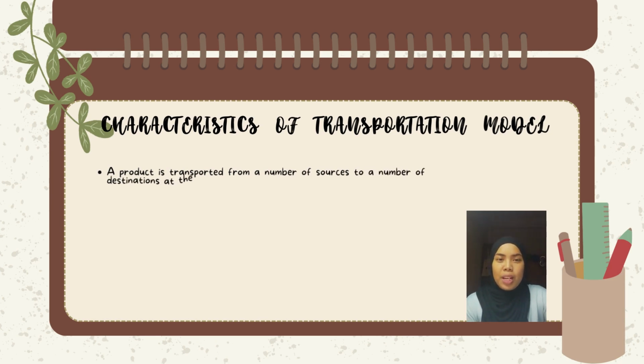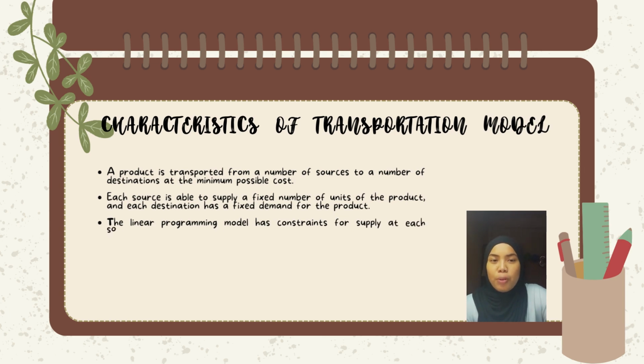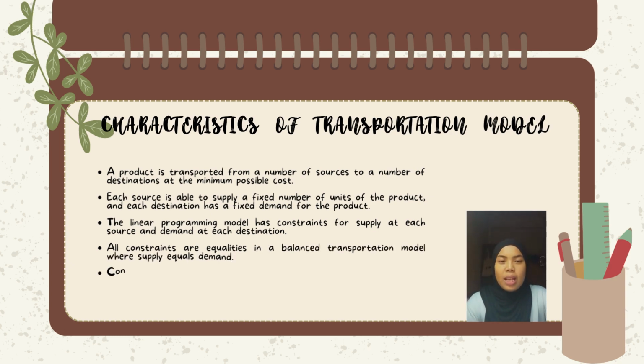First, a product is transported from a number of sources to a number of destinations at the minimum possible cost. Each source is able to supply a fixed number of units of the product, and each destination has a fixed demand for the product. The linear programming model has constraints for supply at each source and demand at each destination.